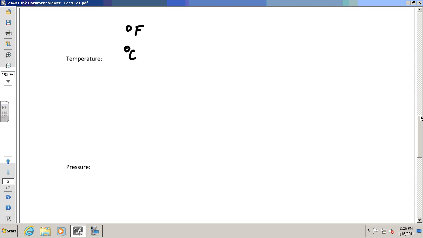And if you haven't done the conversion, you'll probably see it's not too hard. Degrees Fahrenheit is equal to 1.8 times the temperature in Celsius plus 32. Okay? So that's a very simple conversion between temperature in Fahrenheit and Celsius, or Celsius and Fahrenheit. Again, you can Google it. It's easy. Okay?